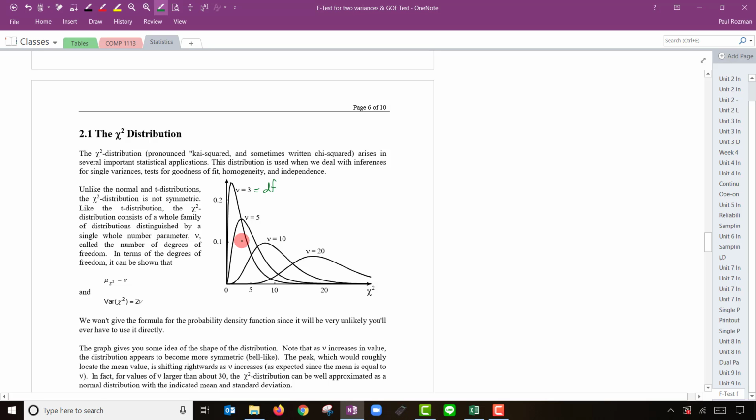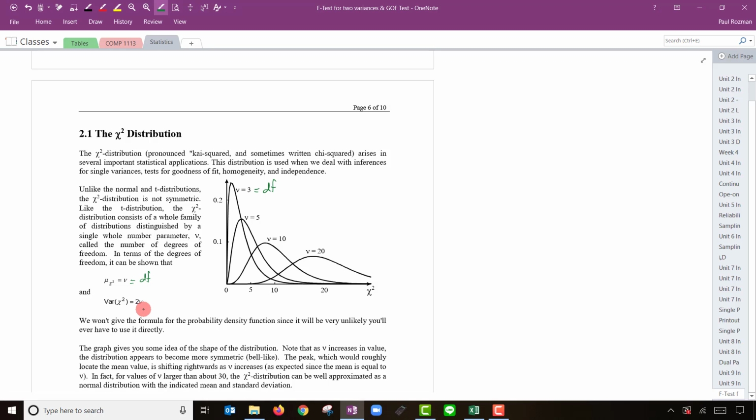The degrees of freedom change the shape of the distribution. And in fact, the degrees of freedom actually equal the mean. So whatever your degrees of freedom are, that's roughly where the mean of that distribution is. So here's the case where degrees of freedom are 20 and the mean is there, which makes it kind of convenient that you don't even have to do any calculation really to figure out where the mean is. And the variance is 2 times the degrees of freedom.